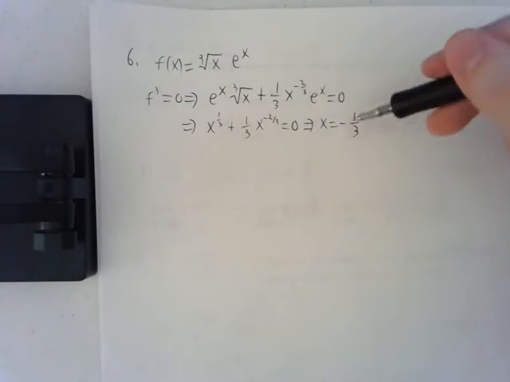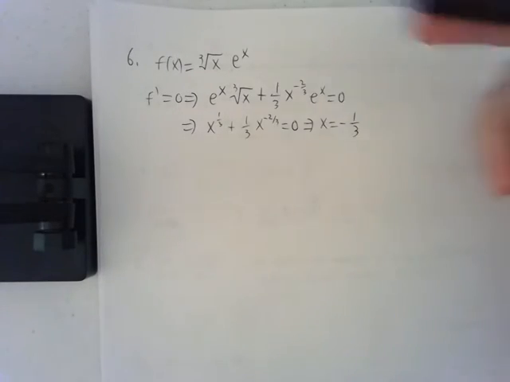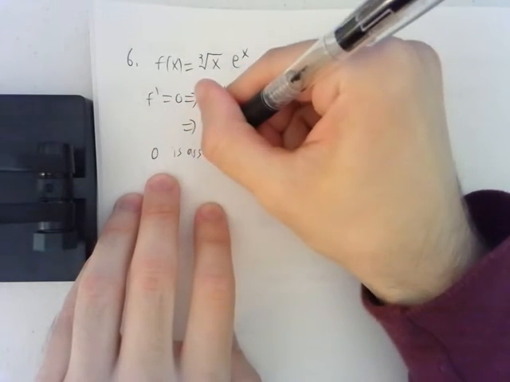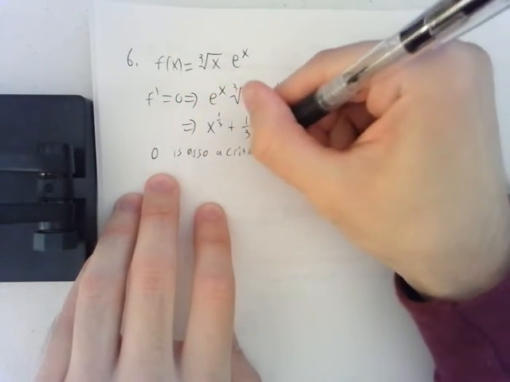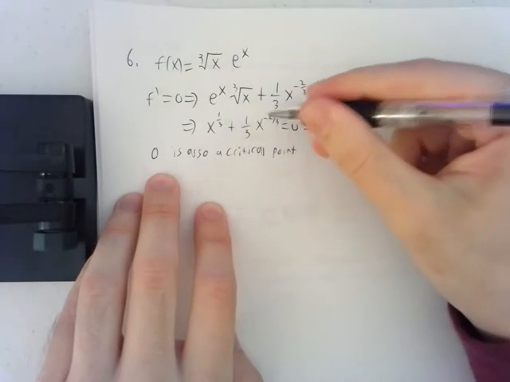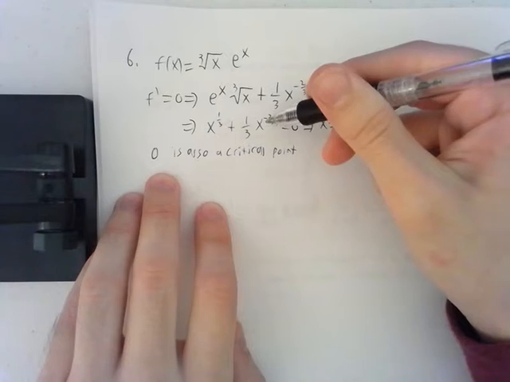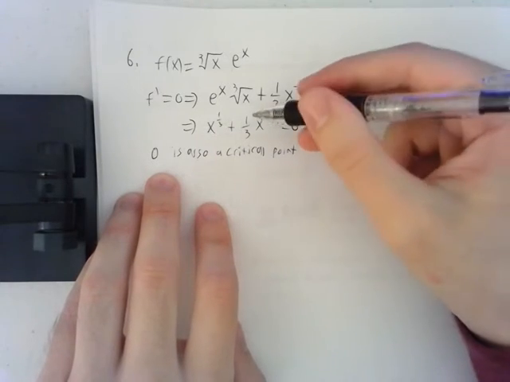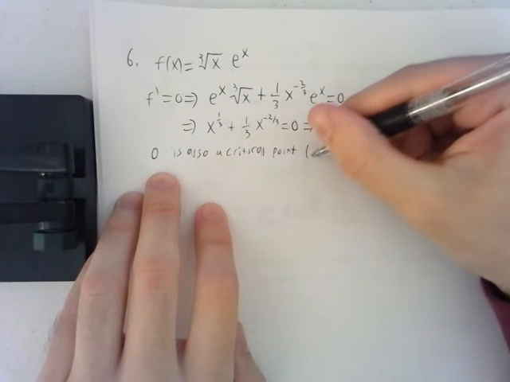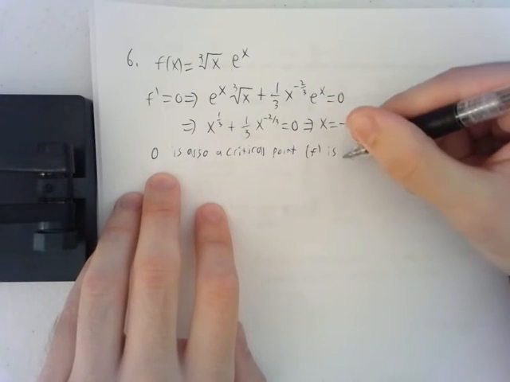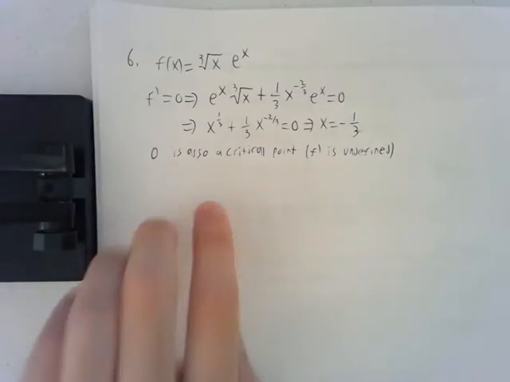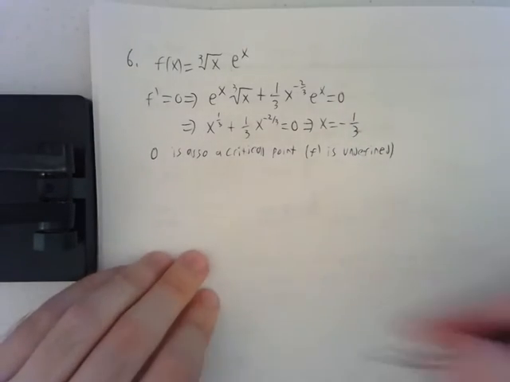So this is the only critical point we get from setting the derivative equal to 0, but 0 is also a critical point. This is because of this x to the negative 2/3 power. That's undefined at 0, and so the derivative is undefined at 0. So we have two critical points to consider.